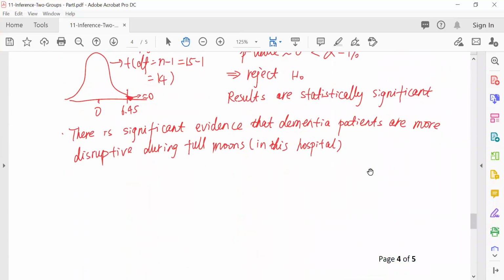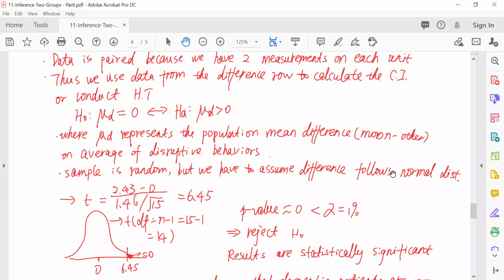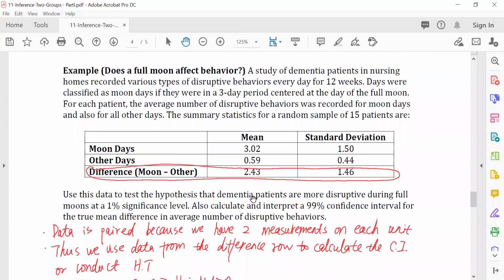Okay, and in the next video, we are going to continue to talk about this example regarding how to calculate the confidence interval. I'm going to end this video here.